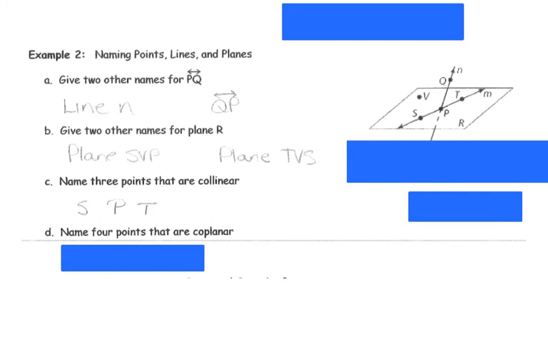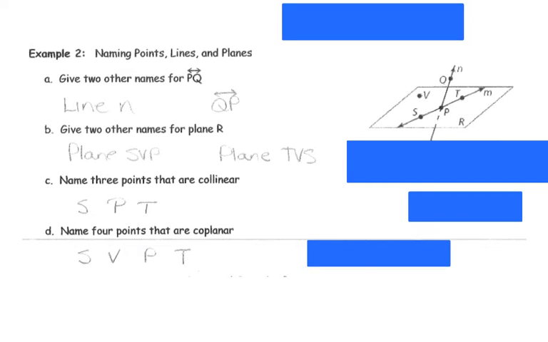All right, so 3 points that are collinear, coincidentally, SPT. Now D, name 4 points that are coplanar. Okay, remember coplanar, got to be on the plane. So name 4 points that are coplanar. S, B, P, T. Those 4 points are coplanar.